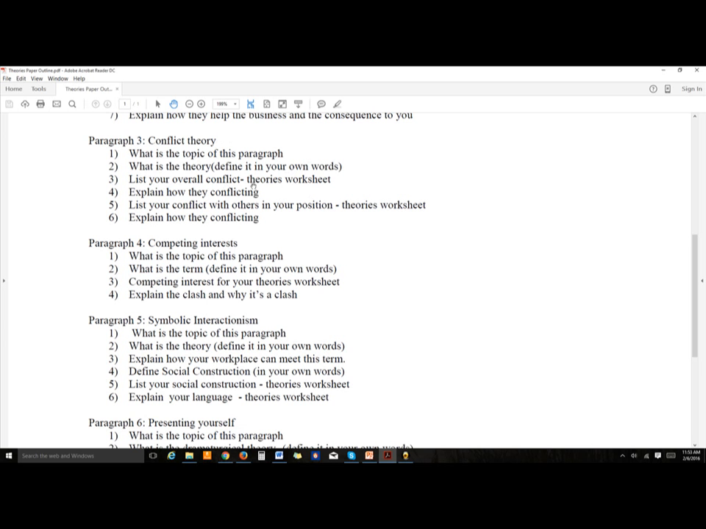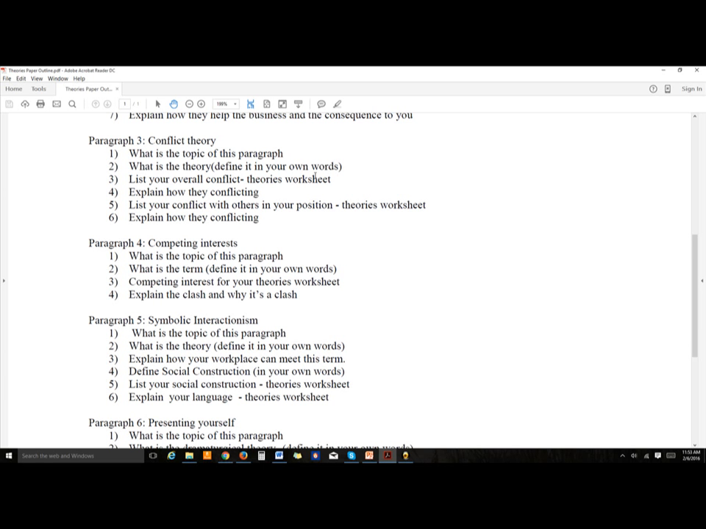And list the overall conflict from your theories worksheet. What is the conflict between you and somebody in a different position than you? So what was one that you came up with? And explain how it's a conflict. Then you'll do the same thing with the others in the same position as you.